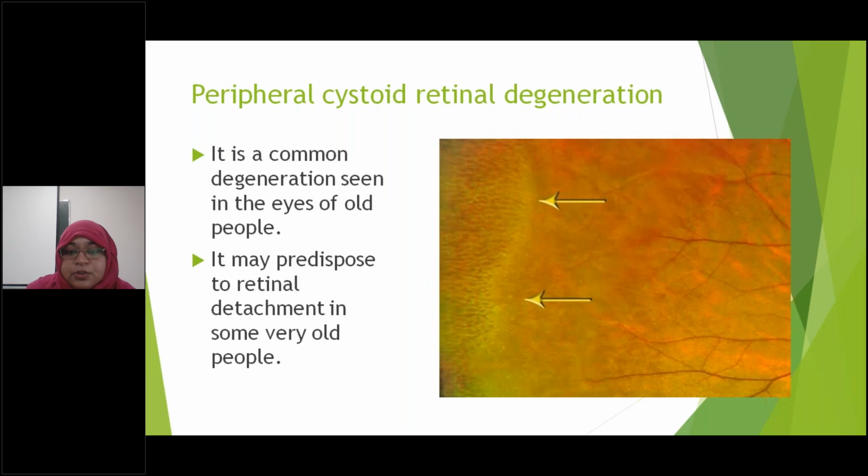Then coming to peripheral cystoid retinal degeneration, it is a common degeneration seen in the eyes of old people. It may predispose to retinal detachment in some very old people. Usually it is common in all old people. It is very common, like graying of hair. But in very few people this can cause retinal detachment, but the chances are very low.